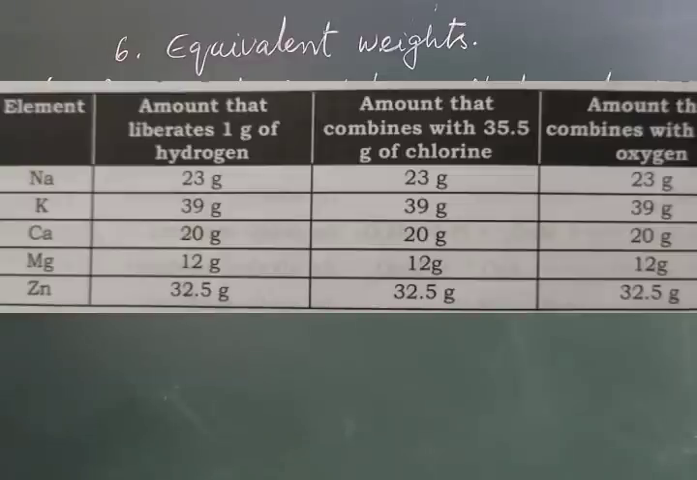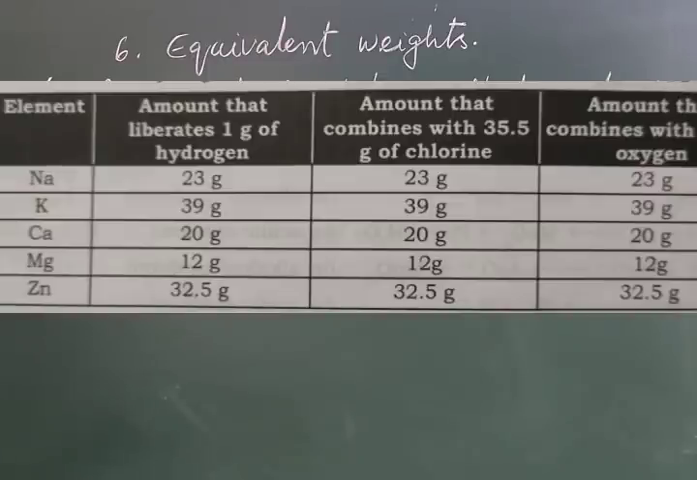In the fourth column, the amount of substance that combines with 8 grams of oxygen is, in the case of sodium, 23 grams, in the case of potassium, 39 grams, in the case of calcium, 20 grams, in the case of magnesium, 12 grams, and in the case of zinc, 32.5 grams. That means the amount of sodium that can liberate 1 gram of hydrogen, or react with 35.5 grams of chlorine, or 8 grams of oxygen is the same, that is 23 grams.